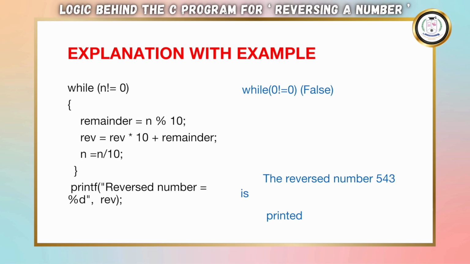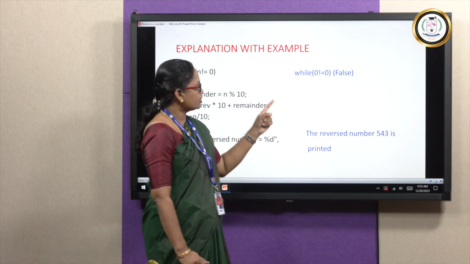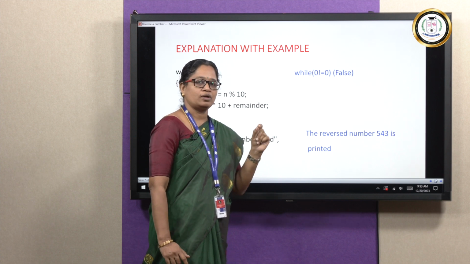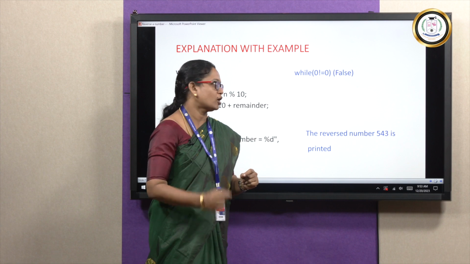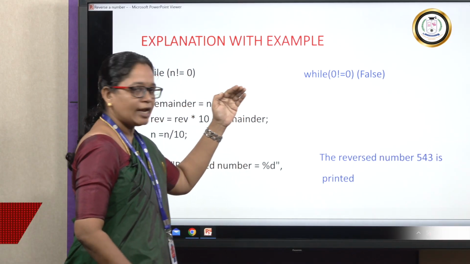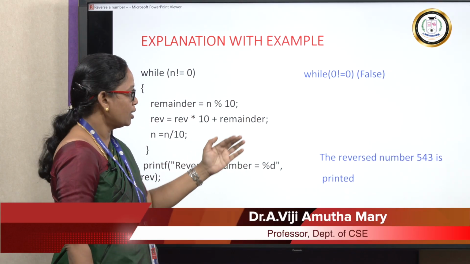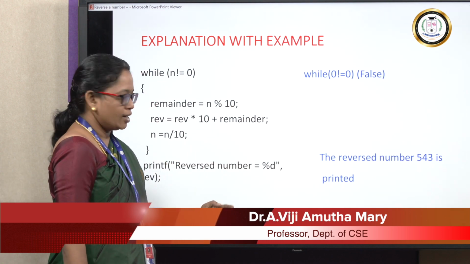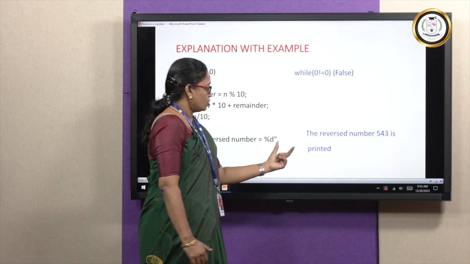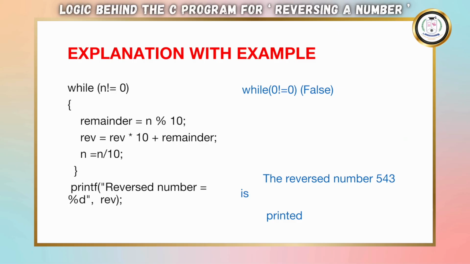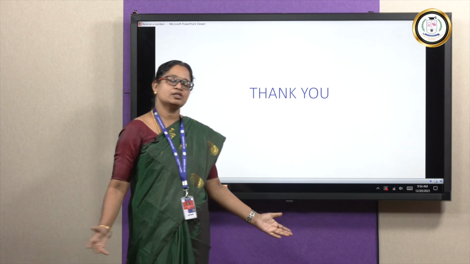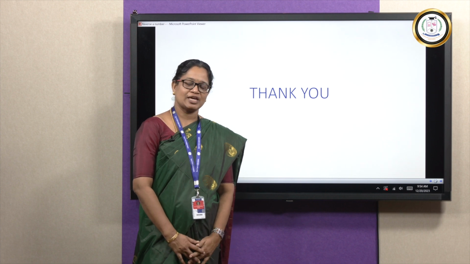So again the condition in the while loop is checked. While n not equal to 0. So while 0 not equal to 0, now the condition is false. 0 not equal to 0 is a false condition. So it will not enter the steps inside the while loop and it will exit the while loop and it will print the result. So now the result is stored in the variable reverse. The value 543 is stored in the variable reverse. The value is printed here. So that is the logic of the program reversing a number.